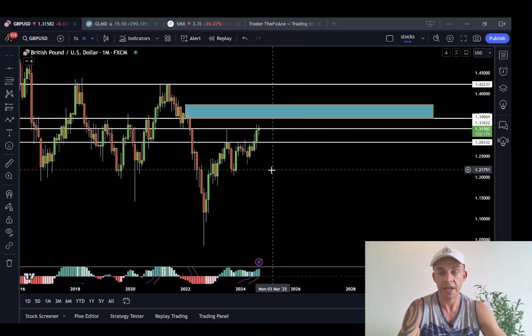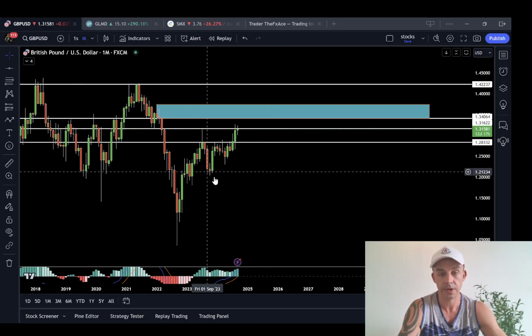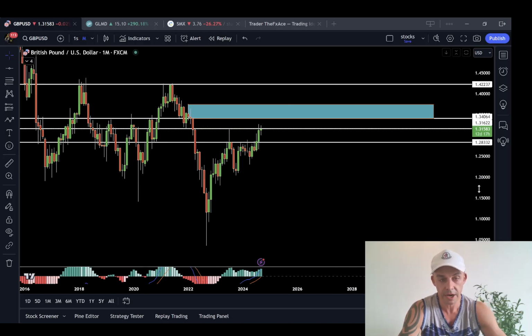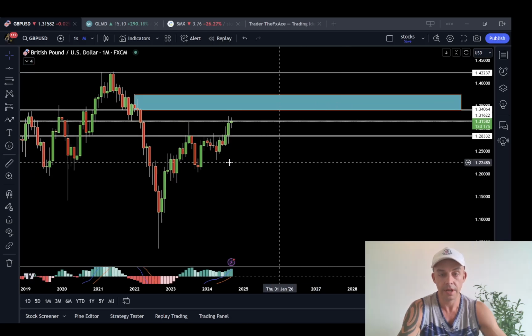We also have the interest rate decision in the US today. So, a big two days ahead for the British pound USD. So that's the key levels on the monthly charts.